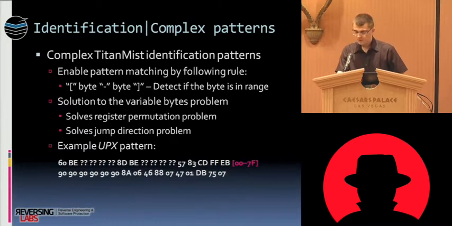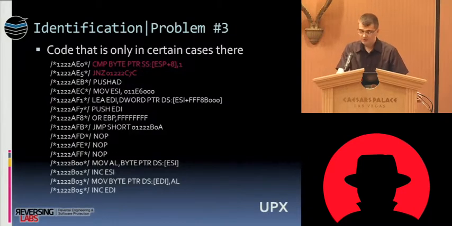So another problem that we noticed while working on unpackers is that certain code can be there just in certain cases. For this particular example, and this is UPX as well, this is a dynamic link library. So the first two instructions that are highlighted are only there if the file is a dynamic link library. The rest of the signature which we just wrote would apply to this as well if it weren't for these two instructions in the front.